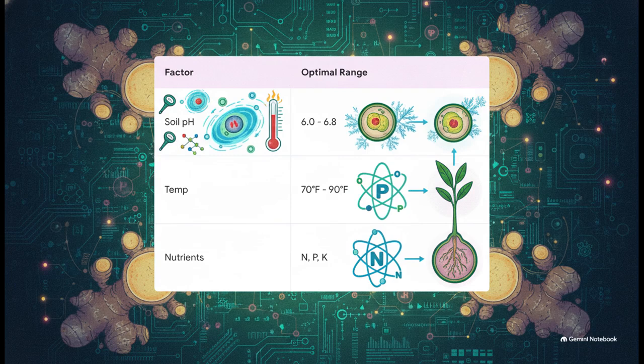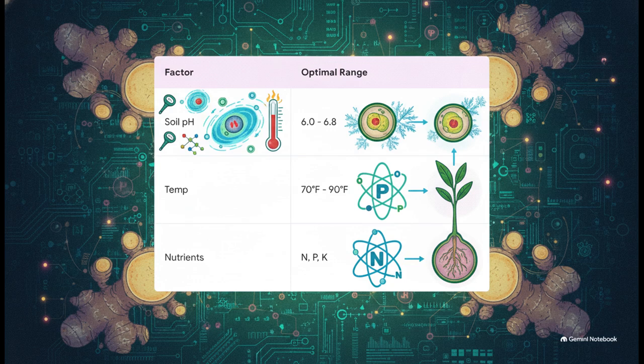Getting it to that mature stage, though, requires some serious science to precisely simulate its native equatorial environment. The soil pH has to be tightly controlled between 6.0 and 6.8, so slightly acidic to neutral. Temperature is an absolute strict baseline. The cellular metabolism of this plant demands constant warmth, right between 70 and 90 degrees Fahrenheit. If it drops below 40 degrees, the cells literally turn to mush.